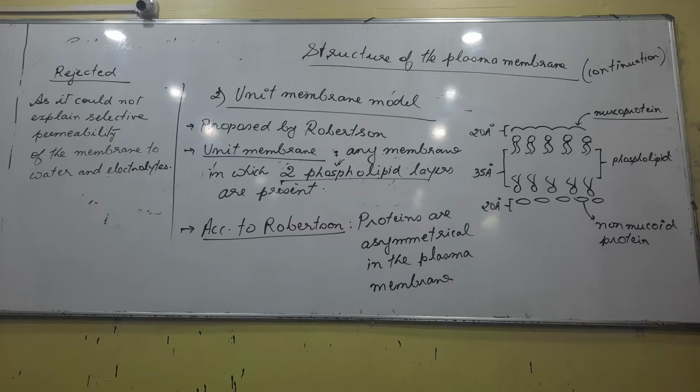So talking about the structure, the first was the sandwich model, which had phospholipid and symmetrical proteins. Here we have phospholipid and asymmetrical proteins. This is just a point that you have to remember, right? What was so unique about the unit membrane? According to Robertson, the proteins in the plasma membrane are not the same. One is a mucoprotein, and the other is a non-mucoid protein.